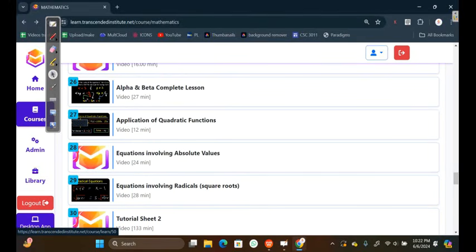Then the questions we're solving on the application of the radical function and the quadratic function are also here. You can also get them.